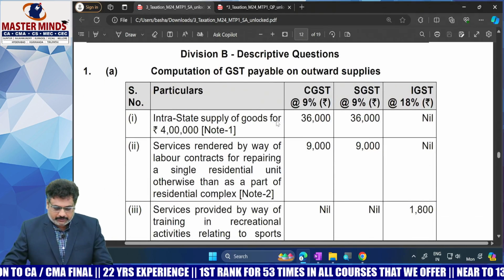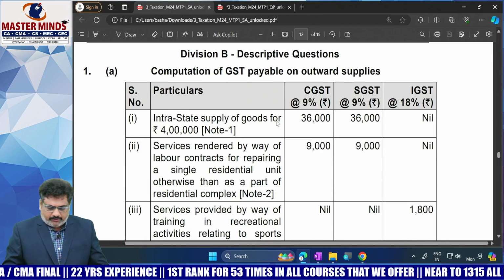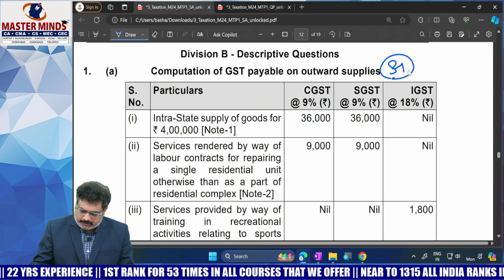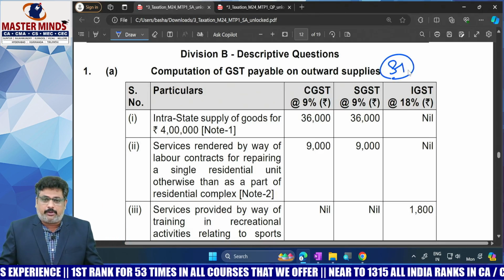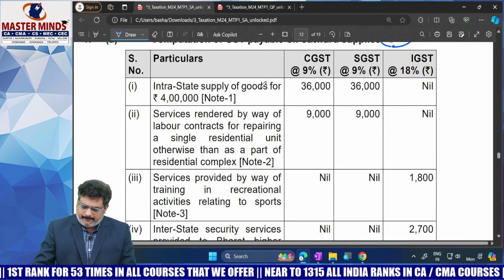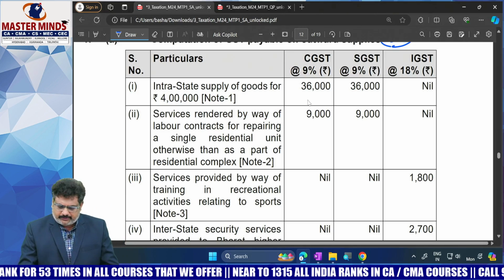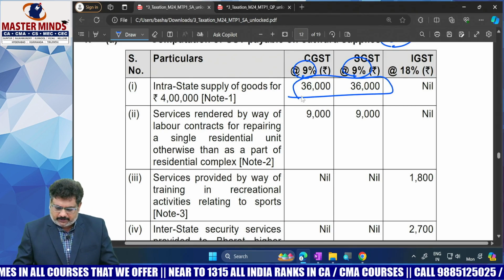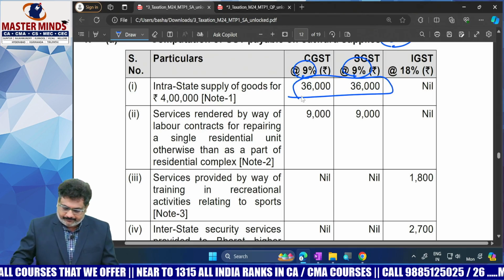See this. So we need to divide it. What is step 1? Okay, this is step 1. First, in step 1, you need to compute the output tax payable. It is intrastate supply of taxable ones. Therefore, CGST at the rate of 9%, SGST at the rate of 9%, 36 and 36.